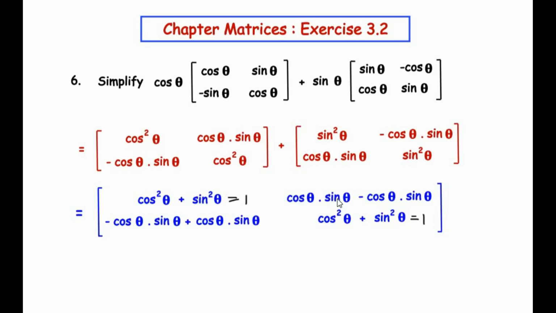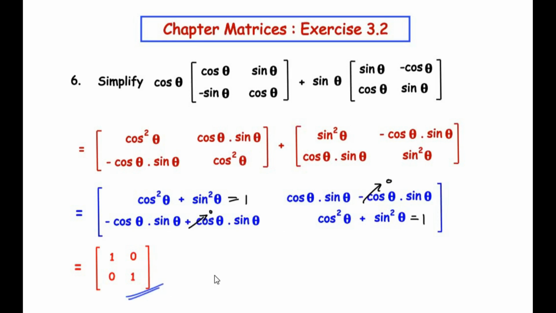Now cos theta sin theta minus cos theta sin theta, they both are same terms, one with a positive sign but one with a negative sign. So they will add up to give us 0. Now the same thing happens over here. Minus cos theta sin theta plus cos theta sin theta will add up to give us 0. So here let us write the simplified form of this given matrix is going to be 1, 0, 0, 1. So this is our answer.